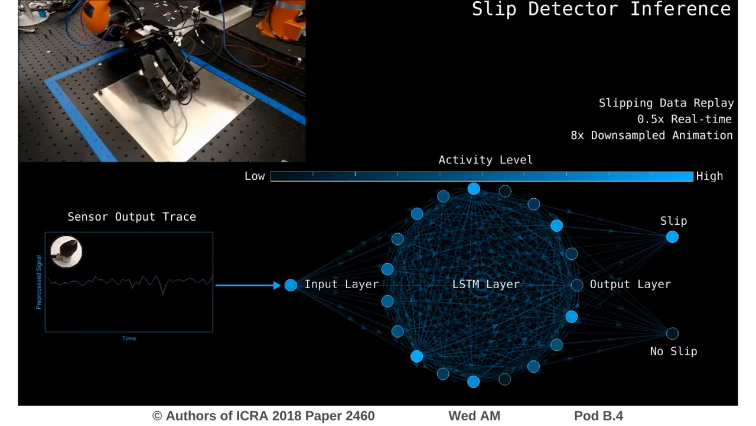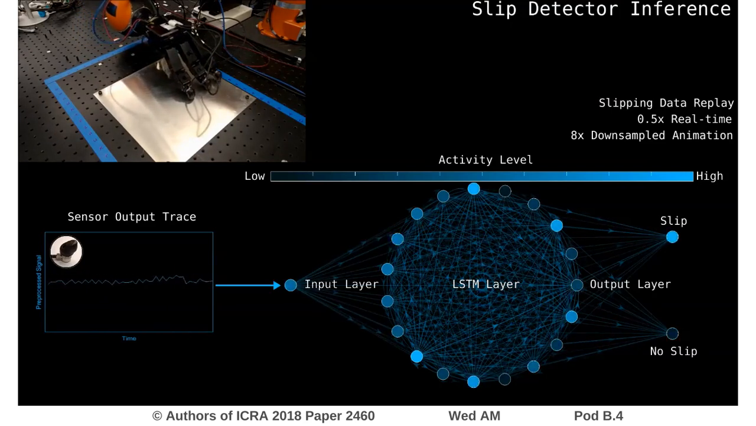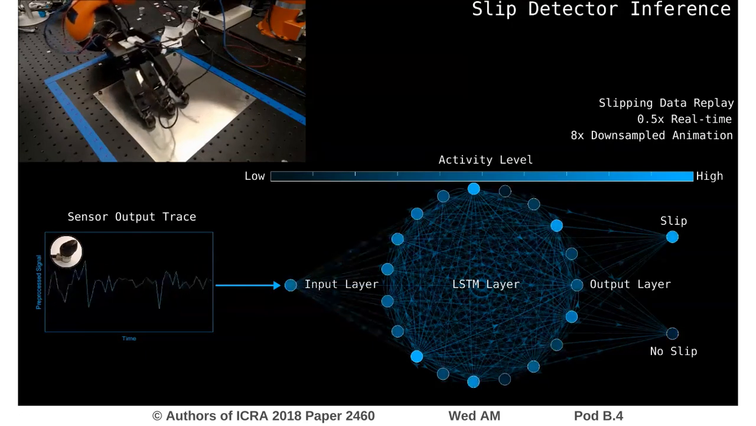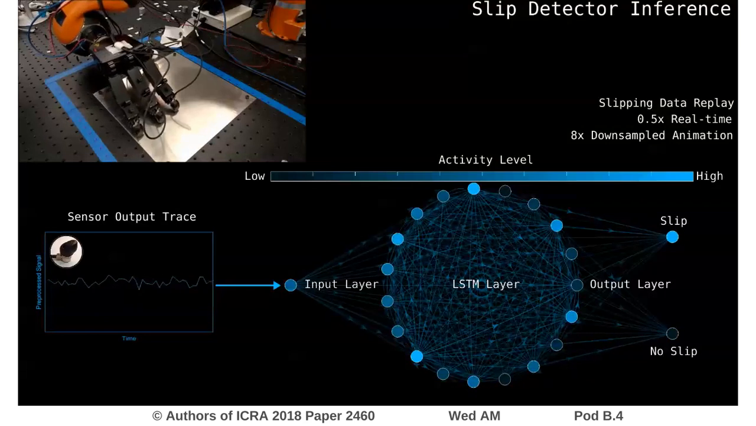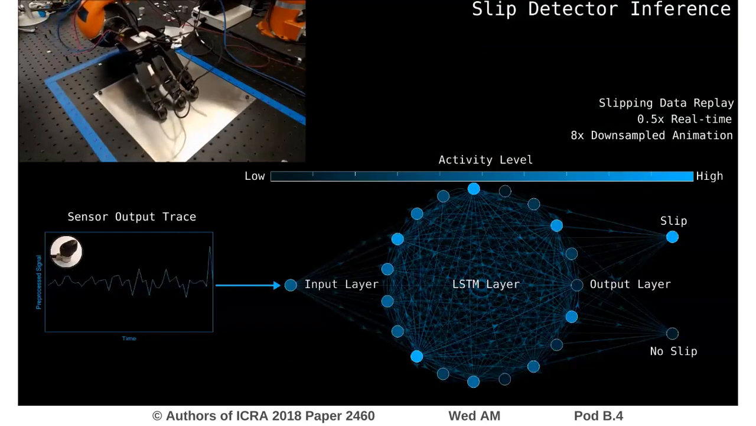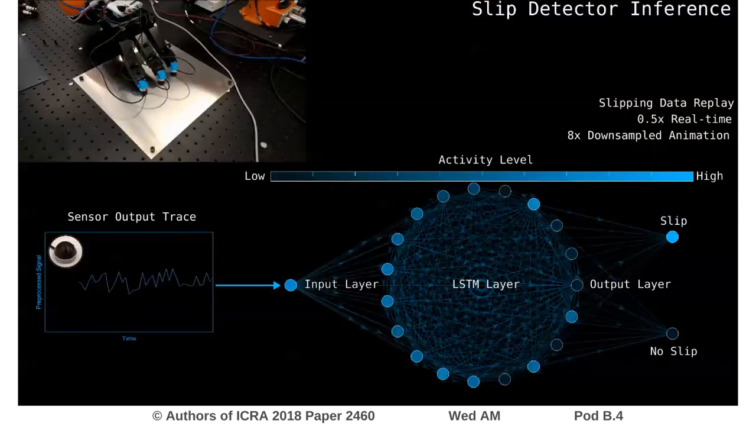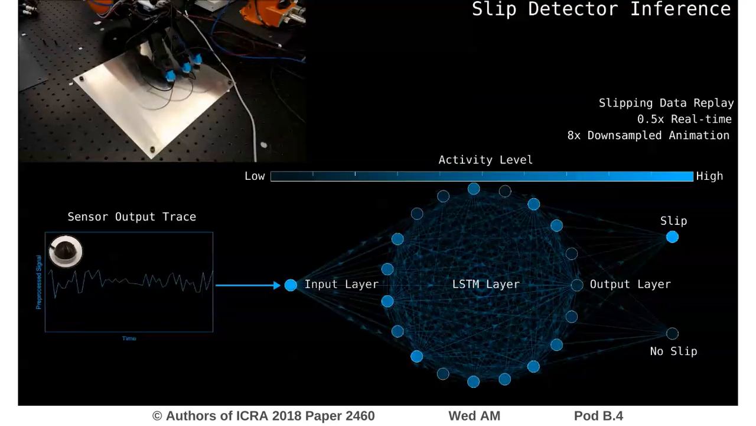In order to obtain high-performing slip detection models, we turn to long short-term memory recurrent neural networks. This state-of-the-art neural architecture excels in finding patterns in sequences of data and can find patterns across hundreds of temporally linked samples. This animation illustrates a trained LSTM model predicting the state of slip from replayed experimental data.